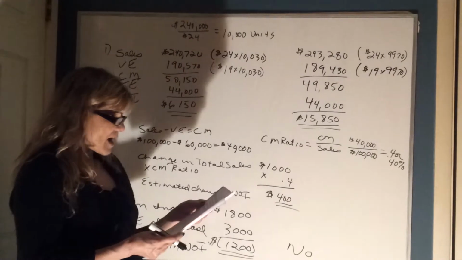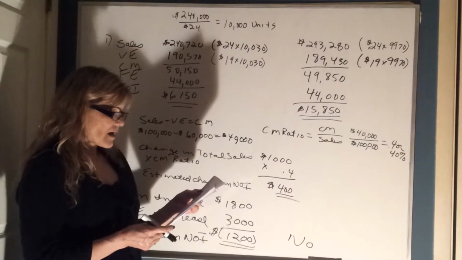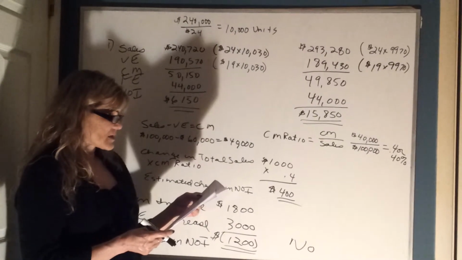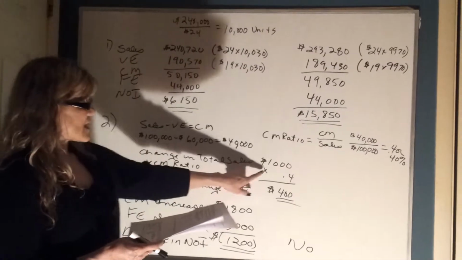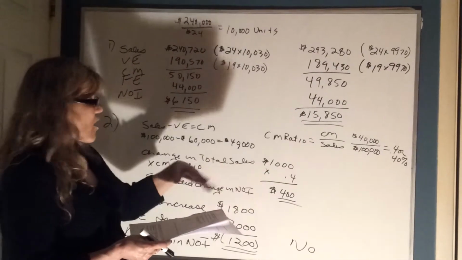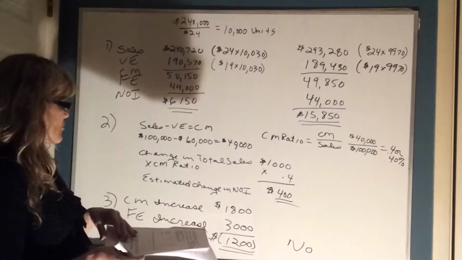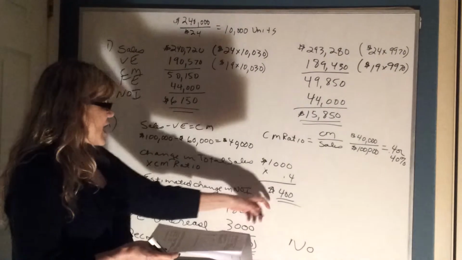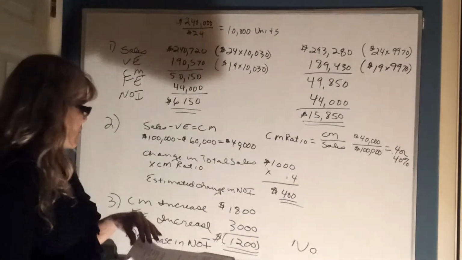Now that we have that information, we can go ahead and figure out the rest of the problem. It's saying estimate the change in the company's net operating income if it were to increase its total sales by 1,000. So what we do is we have our change in total sales of 1,000. All we have to do, quick way, we just multiply it by our contribution margin ratio, 40% or 0.4, and that gives us our change in net operating income. So it's a real quick way to figure that out.